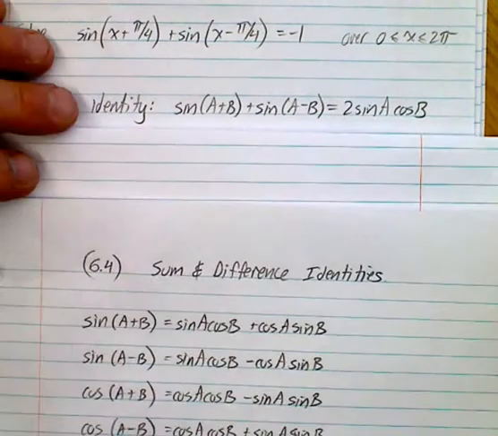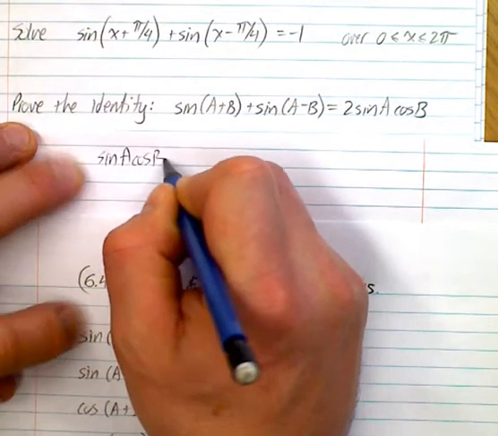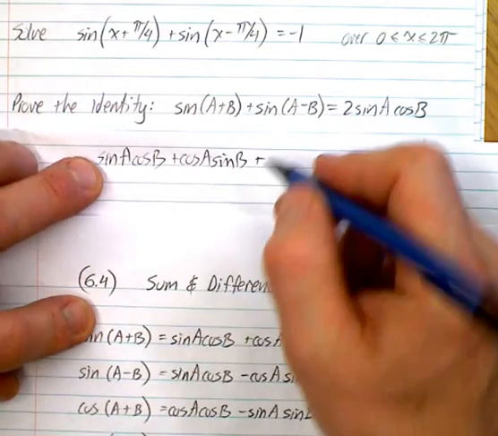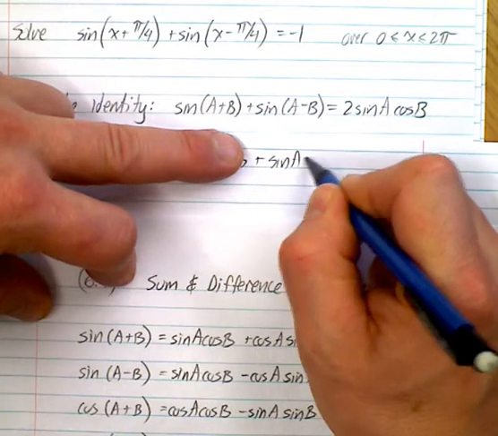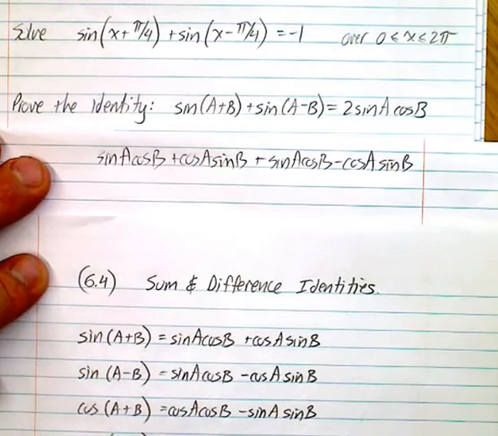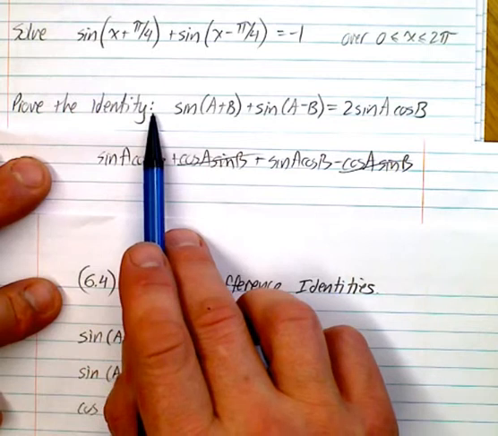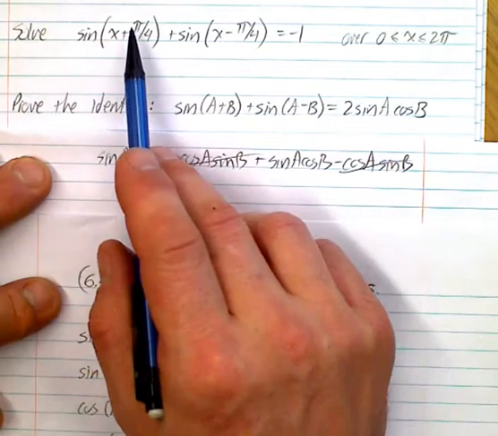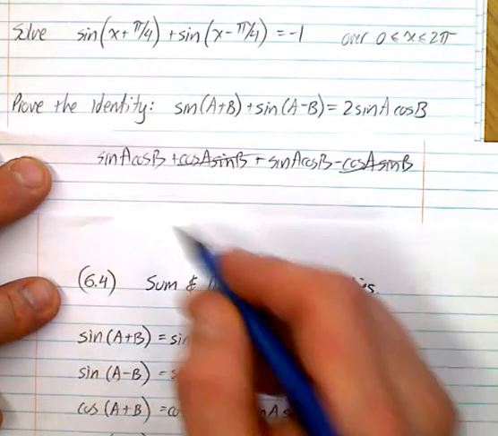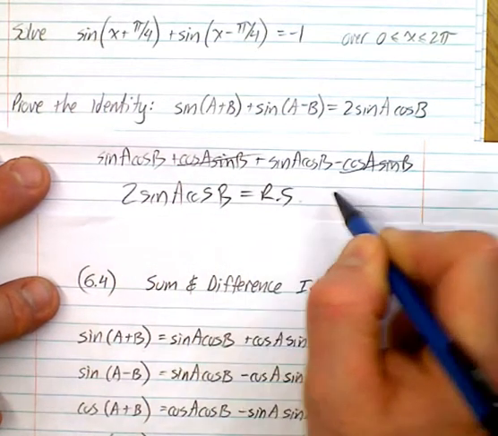Sine a plus b. So sine a cos b plus cos a sine b, plus sine a minus b. So it's going to be sine a cos b minus cos a sine b. And you want to finish this off. Well, this kind of would have led into the previous question, right? But whatever, it all works out. We cancel some things out here, so we're left with 2 sine A cos B, which is equal to the right side up there.